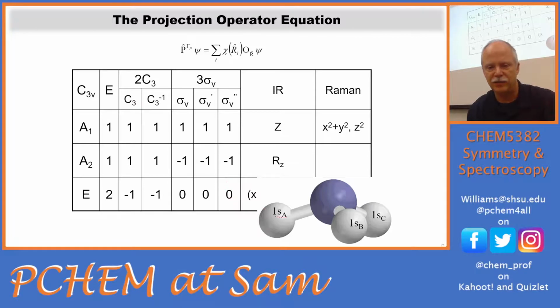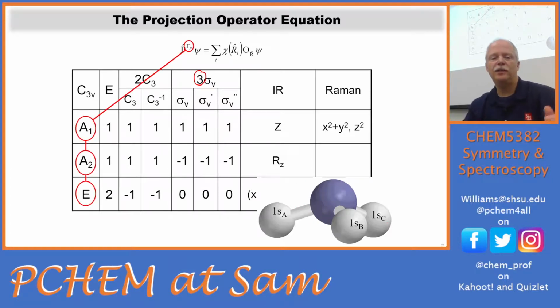So if I'm sitting on this 1sa, if I do a C3, I end up at 1sc. If I go the other direction, I end up at 1sb. So I can go from A to C or A to B, depending upon which direction I do the C3. The same with the three reflection planes. And so I went ahead and took this 3 here and split them into the 3 reflection planes that each contain an NH bond. So we have the A1, A2, E projections, we have the characters, and then we have the wave functions, 1sa, 1sb, or 1sc.